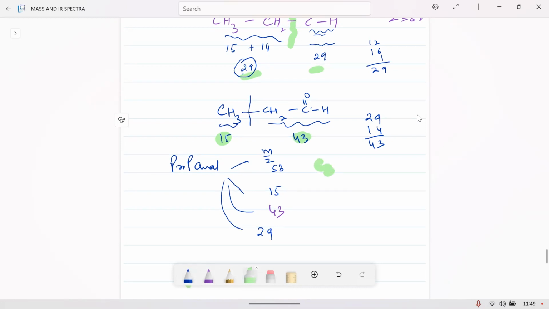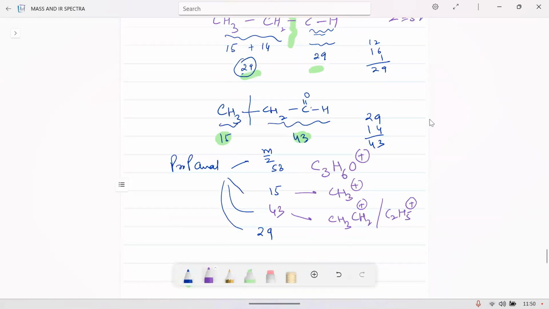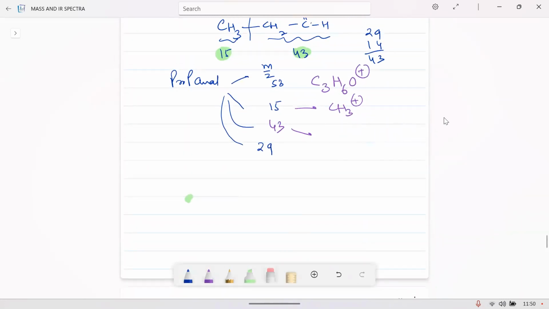So you will have a peak because of C3H6O positive. You will have a peak at 15 because of CH3 plus. You will have a peak because of CH3CH2 positive, or if you want, you can write C2H5 plus, same thing. And then, no, for 43, you need one more carbon atom. This is for 29, the total mass is 29. So for 29, you will have the peak at C2H5 plus, or you can say CH3CH2 plus. And for 43, you will have the peak at CH2CHO plus. So these are the major peaks because of the propanal.